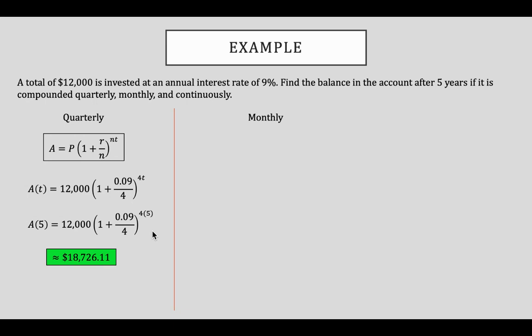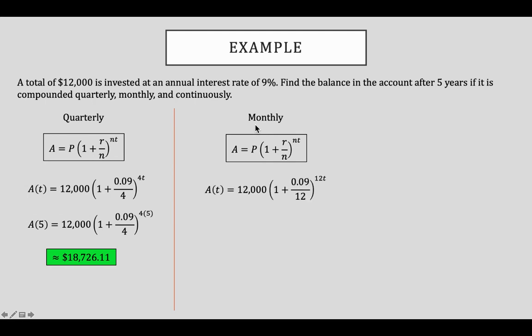All right, now let's try the next scenario, compounded monthly. We're going to be using the exact same formula. Well, there are 12 months in a year. That means we are going to be earning interest 12 times in that year, once every month. So A of t, A as a function of time, is equal to 12,000 times 1 plus 0.09 divided by 12 raised to the 12 times t.